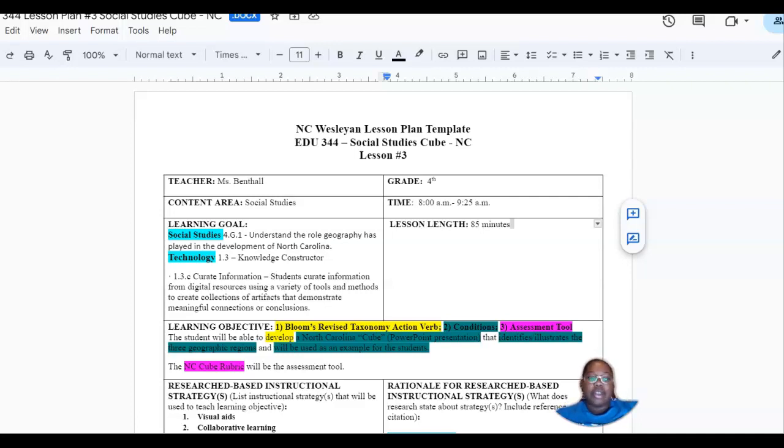So I teach grade 4. Content area is Social Studies. The time frame for the class is 8 a.m. to 9:25 a.m., which is 85 minutes in length.